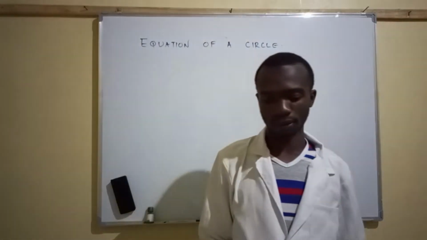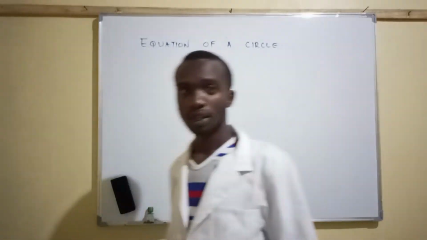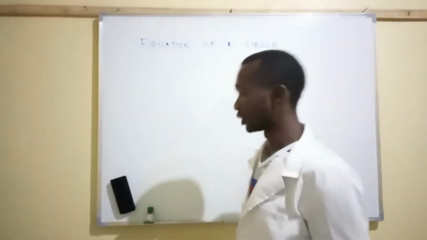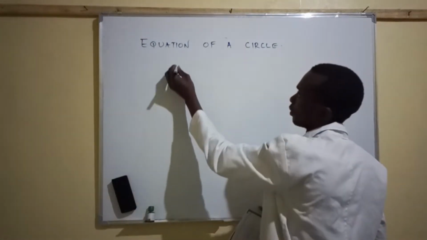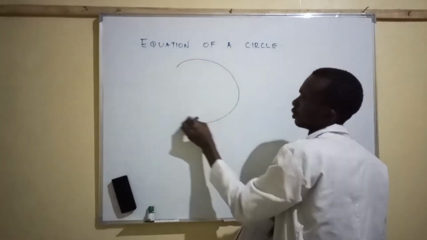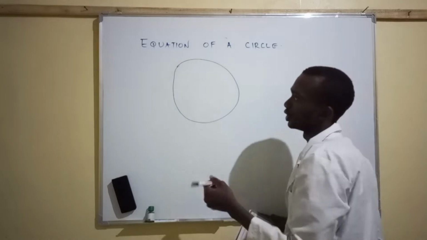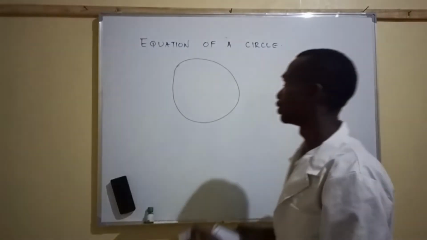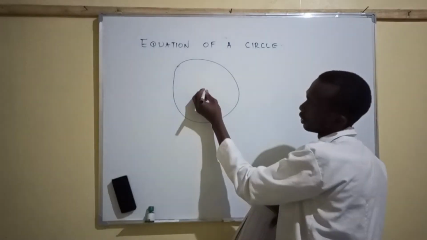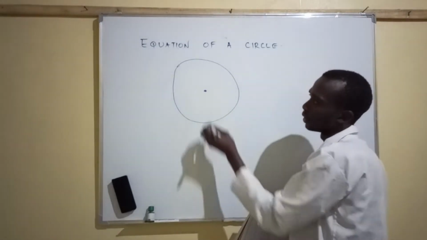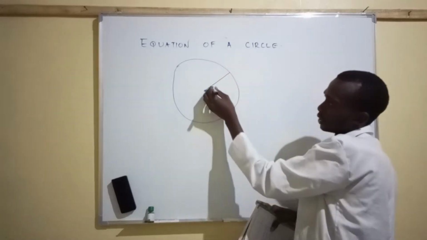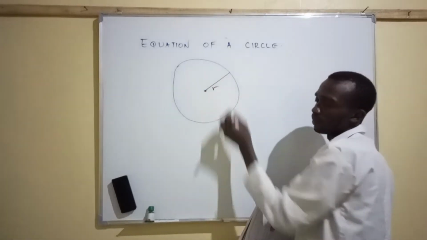Today I want us to learn about the equation of a circle. So let me first of all start by drawing a circle. This is just a sketch of the circle showing the center of the circle and the distance from the center of the circle to the circumference. This is called the radius of the circle.